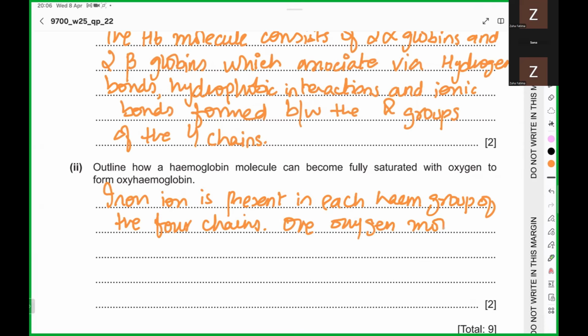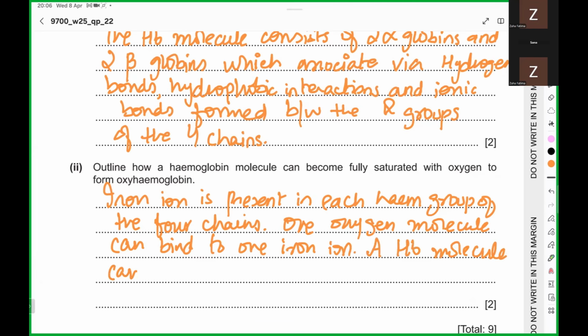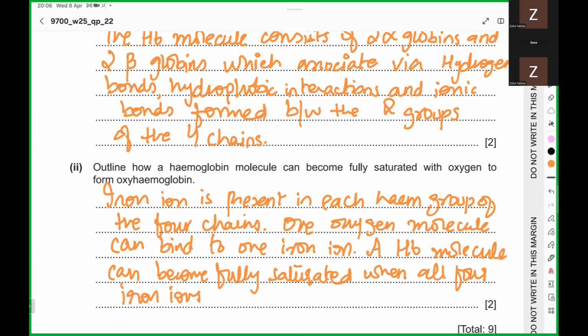One oxygen molecule can bind to one iron ion. A hemoglobin molecule can become fully saturated when all four iron ions are bound to four oxygen molecules.